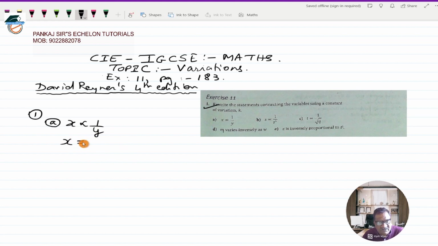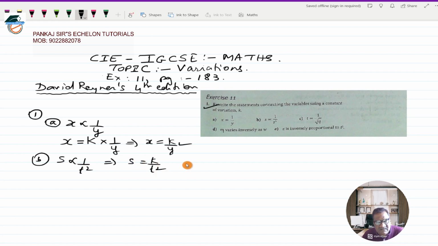What is the rule? The left hand side you write as it is, you convert the proportionality sign to an equal to sign, and you take a constant k and multiply by whatever is there on the right hand side. In this case, on the right hand side you have 1 upon y. So this can be rearranged and written as x is equal to k upon y, and this is your answer for A. For B, the relationship is S is inversely proportional to t square. Again the same thing you have to do, so S will be equal to k upon t square.